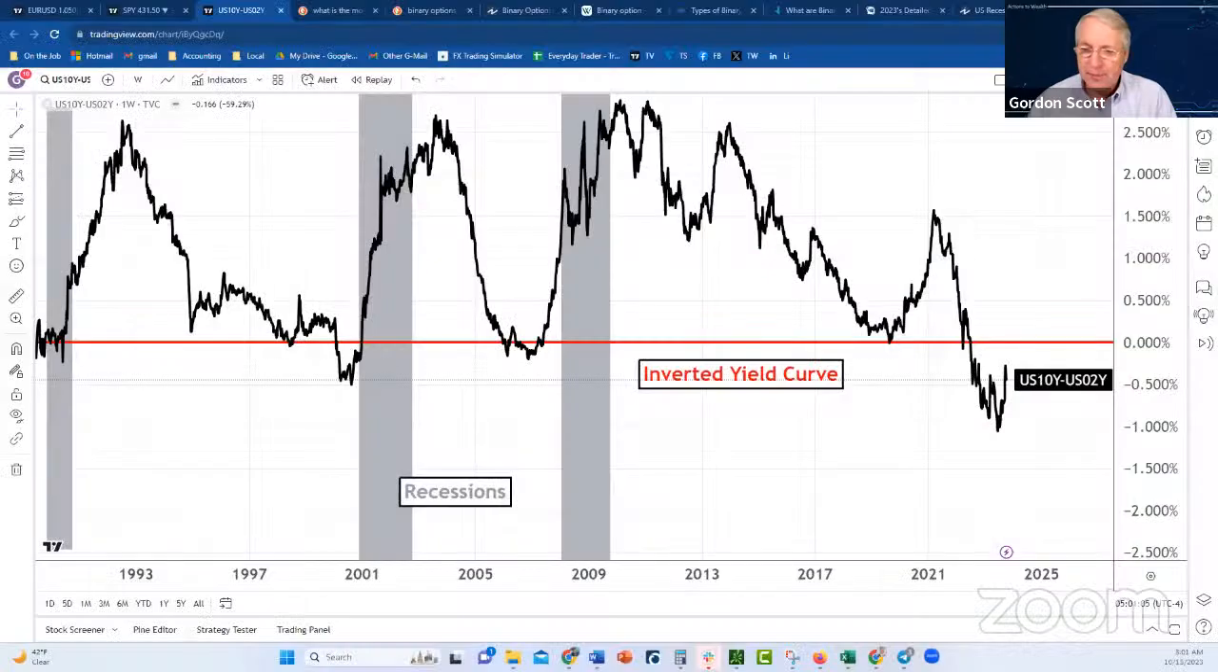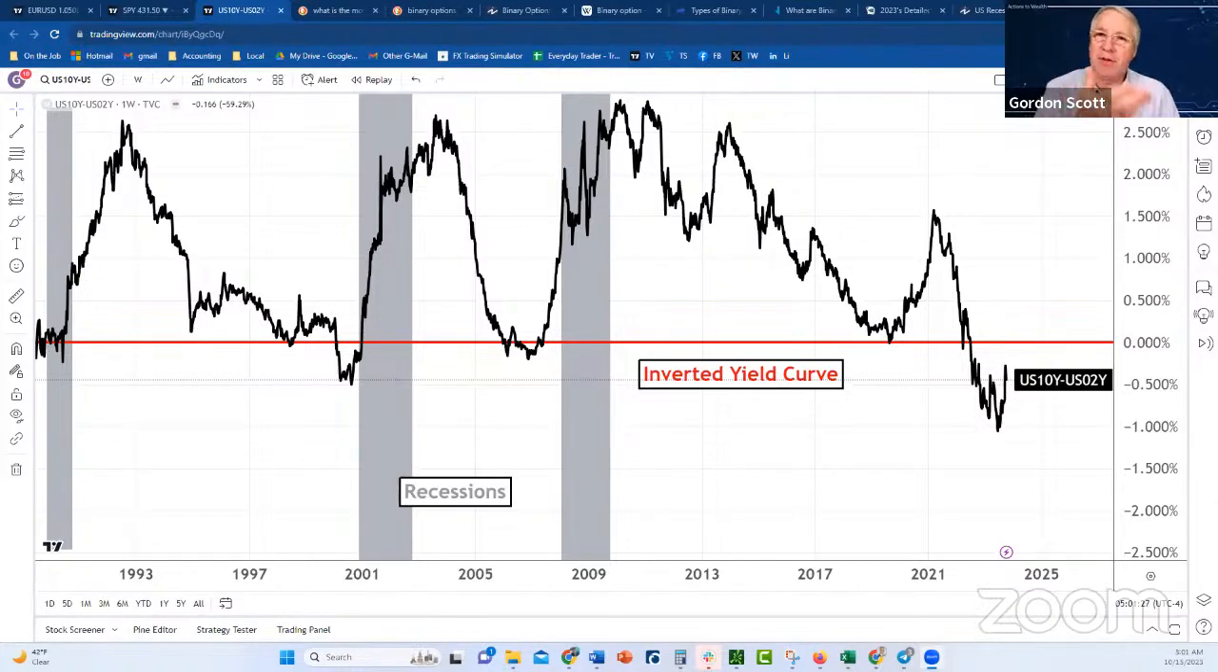See, a lot of people have been looking at this chart. Let me share my screen here, and there we go. This chart, and saying, hey, we are due for a recession in the U.S. The reason for that is that this chart compares the 10-year note, the U.S. Treasury.